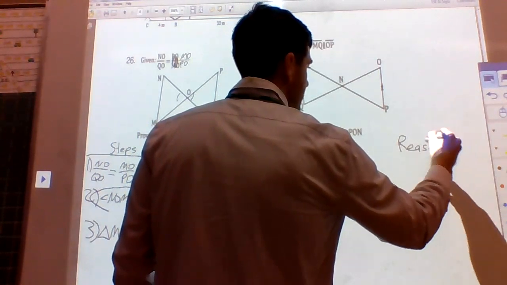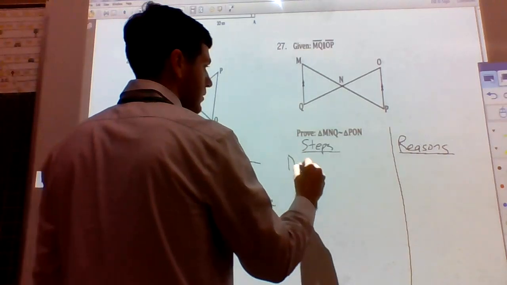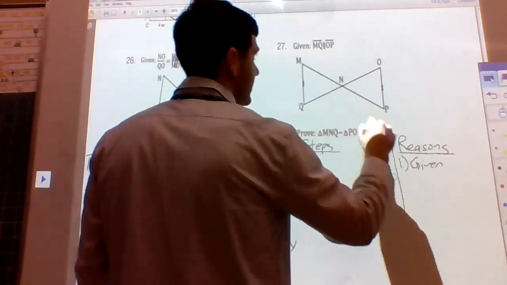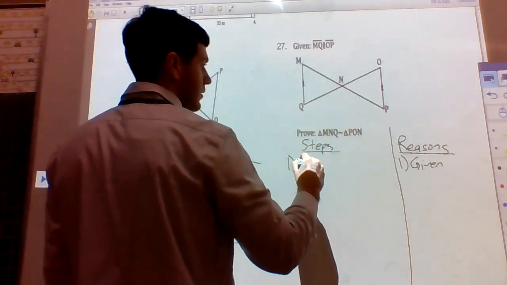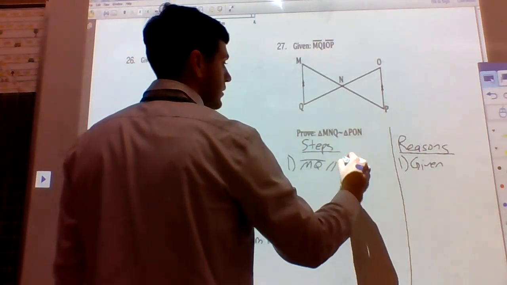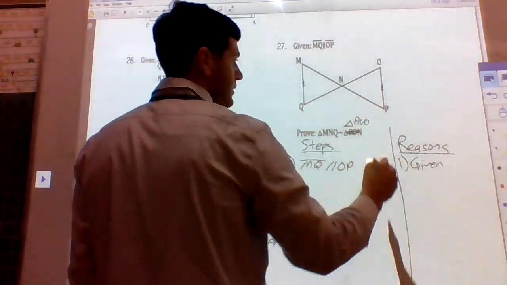Reasons. So we want to start with the given. Here we're given that MQ is parallel to OP. MQ parallel to OP. Again, this one was triangle PONO. It was a mistake.